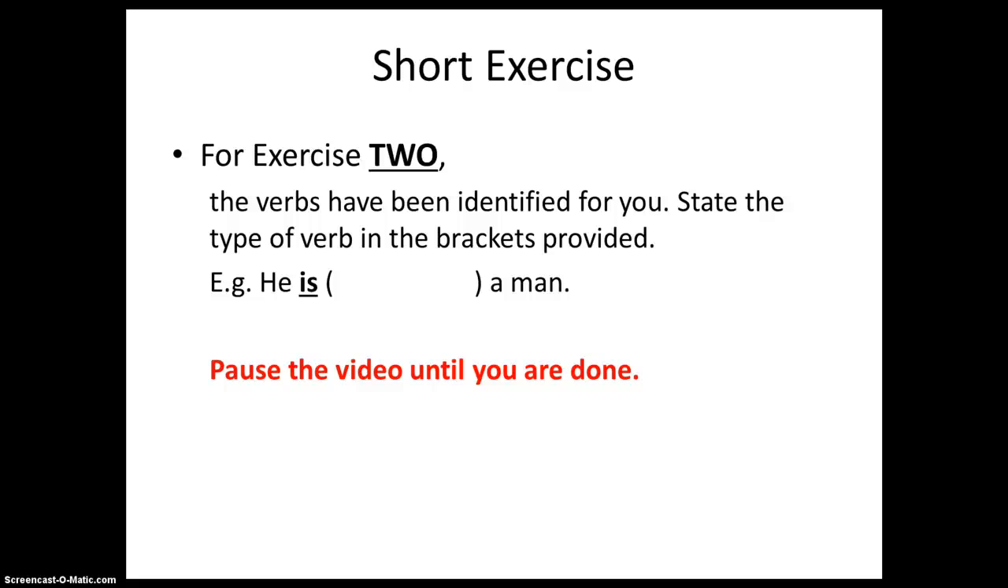You're back. So I hope exercise 1 wasn't too difficult for you. We're going to move on to exercise 2. In the next 10 questions, the verbs have already been identified for you, and we're going to up the level now. I asked you to identify the verbs in exercise 1. Now in exercise 2, since it's identified for you, you have to write what type of verb the underlined verb is, in the brackets provided. For example, he is a man. In the brackets, we are supposed to write that is a linking verb. Do all 10 questions and pause the video until you're done.